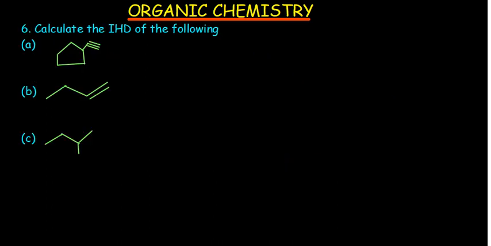So let's consider now here, calculate the IHD. How do we calculate the IHD for the one on top there? Well, we already know the formula. IHD is given by 2N plus 2 minus H over 2. So we need to identify how many carbons are present in this molecule and also how many hydrogens. So carbons, 1 here, 2 there, 3 there, 4, 5, 6, and 7. So there are 7 carbons.